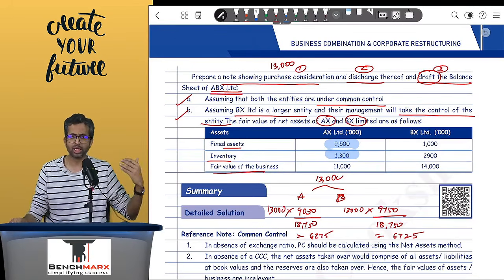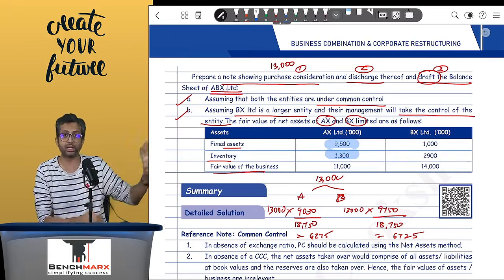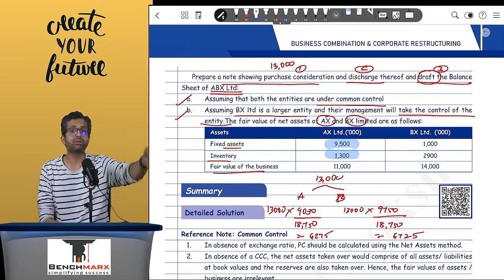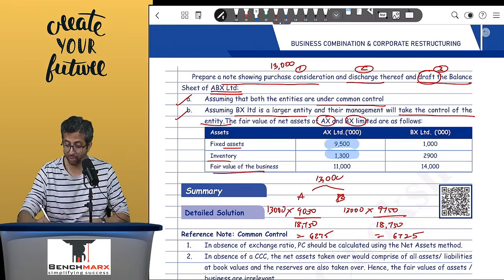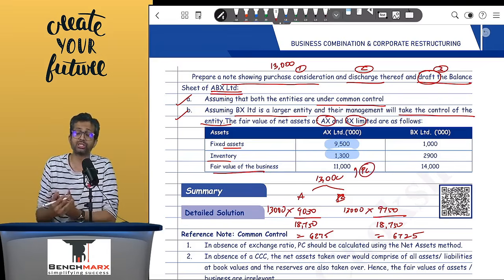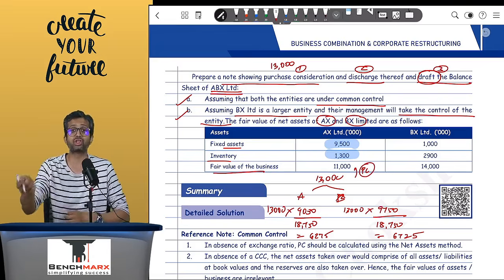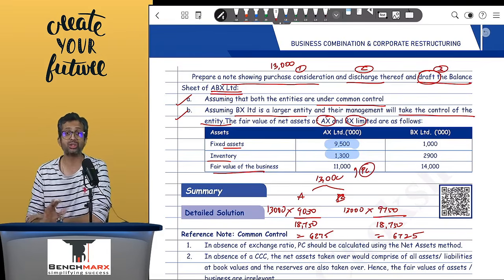So over here, AX's assets and liabilities you take over at fair value, and because it is an independent transaction, not a common control combination, we will have to pay the entire 11,000 for AX business. So the PC over here will be 11,000 rupees. This will be PC, but how is this PC discharged? Unfortunately, it is given that it is discharged by issuing a requisite number of shares.